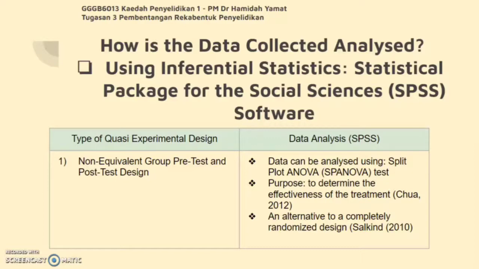The data can be analyzed using the split plot ANOVA or SPANOVA test. Its purpose is to determine the effectiveness of the treatment, by Chua 2012. It is also an alternative to a completely randomized design, by Salkind 2010.